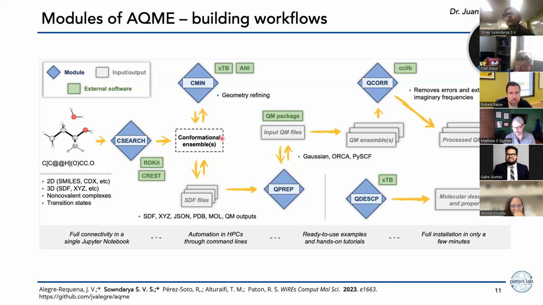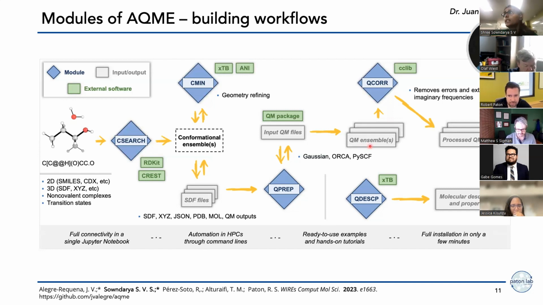And these conformer ensembles essentially get saved as SDF files, which could then be interfaced with the QPREP module, which takes in these SDF files and converts them into input files for packages such as ORCA, Gaussian, and PySCF, where you could run these input files to get your different quantum mechanical calculations based off of different conformers of molecules, and you have your calculations run for a bunch of conformers too.